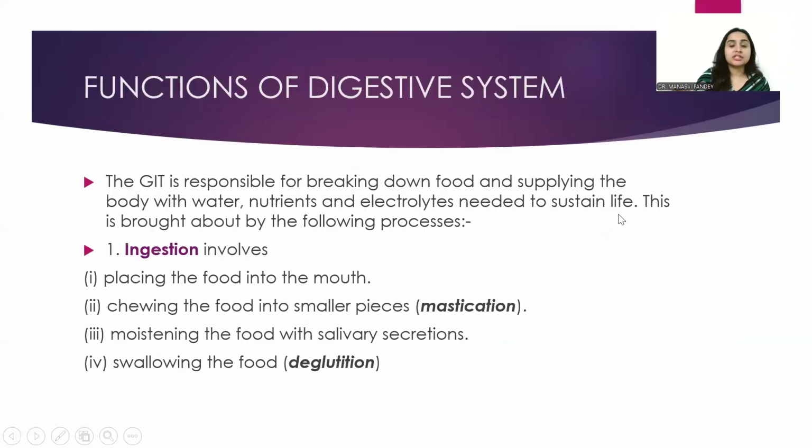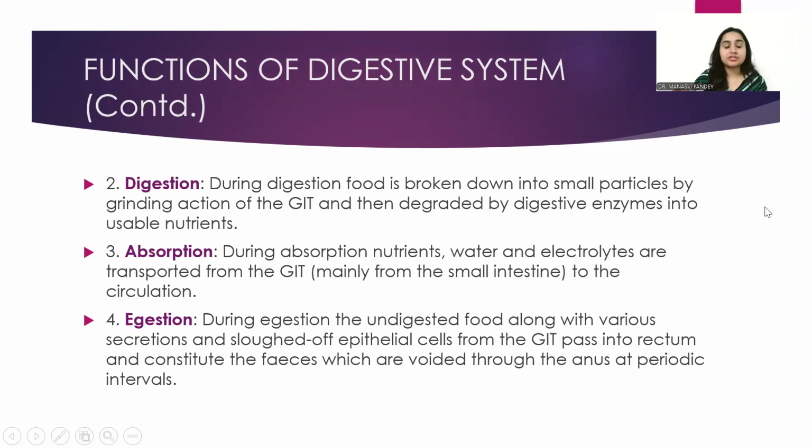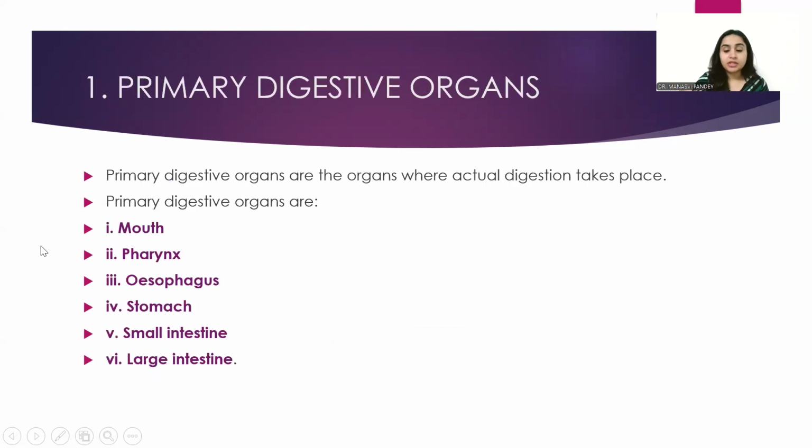What are the functions of the digestive system? The GIT is responsible for breaking down food and supplying the body with water, nutrients, and various electrolytes needed to sustain life. This is brought about by a few processes. The first is ingestion, then digestion, absorption, and egestion. So let's look in detail.